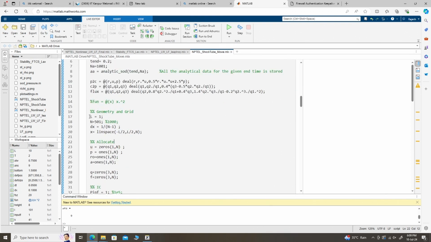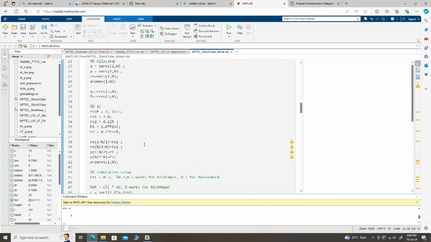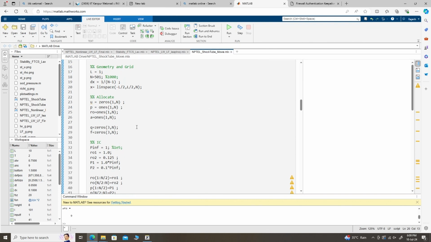Okay, I am taking length equal to 1. So, basically I am taking from minus 0.5 to plus 0.5, that is minus L by 2 to plus L by 2, taking n equal to 501. So, this is 500 grid points, and these are just some allocations.